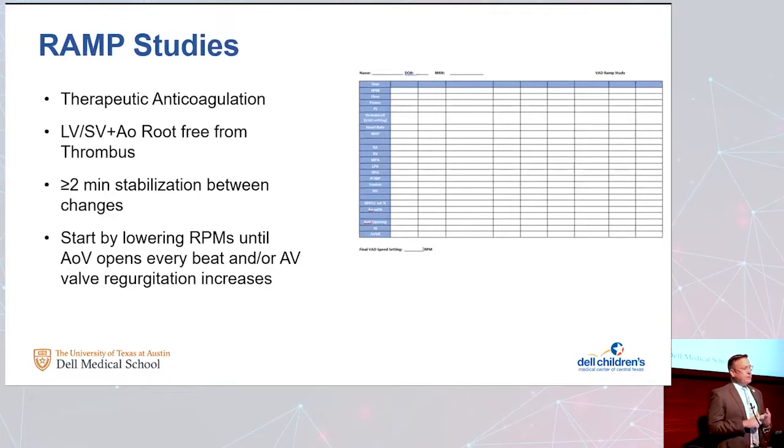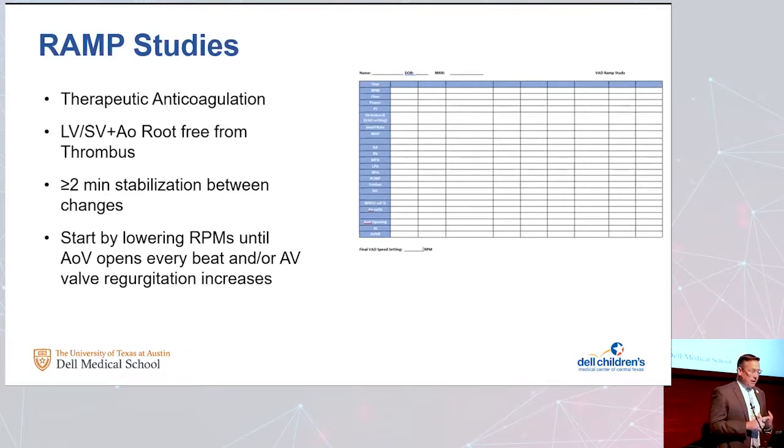We wanted to make sure that we had therapeutic anticoagulation in place and antiplatelet inhibition properly. We want to make sure there's no thrombus within the root or LVOT that we're going to mobilize. Between these changes, we have to sit on our hands a little bit and let things stabilize. Because of the compliance of the venous system, these changes take a little while to get to where they're going to end up being.